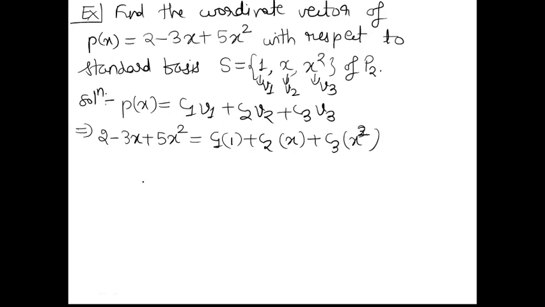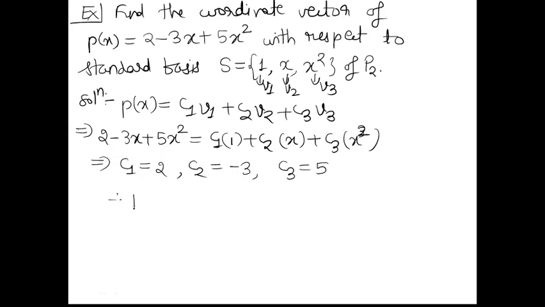Now what do we do here? Just equate the various coefficients of x. First, let's equate the constant term. So we get c1 equal to 2. Then the coefficient of x we will compare, so we get the value of c2, that is minus 3. And c3 is here 5.